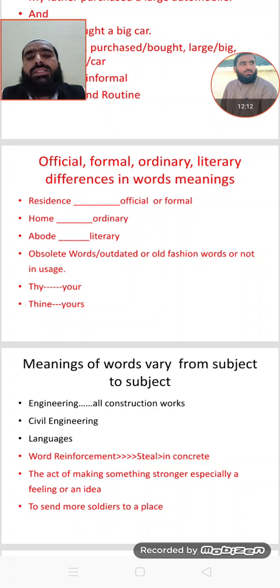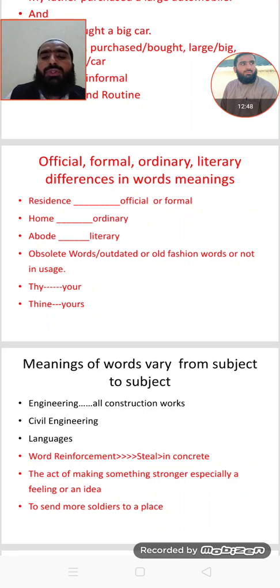For example, residence is an official and formal word. This is a very official and very formal word. Home is an ordinary word, okay, we use it in daily routine. And we also have house. House is a formal word. So residence is official and house is formal, home is ordinary, and abode is a literary word. These four words are synonyms in nature, in meaning, but they are different in these features.